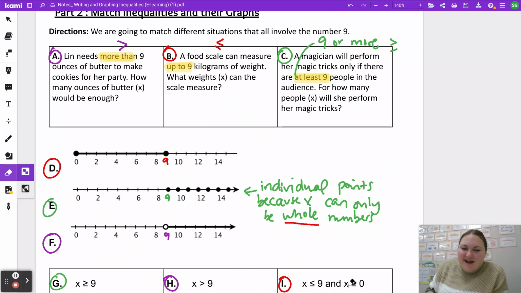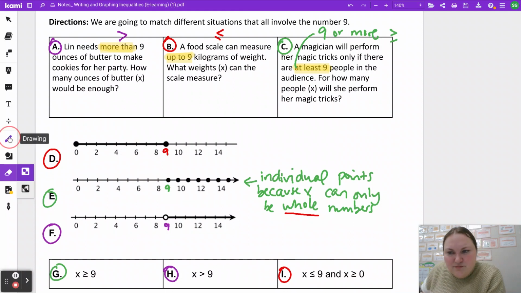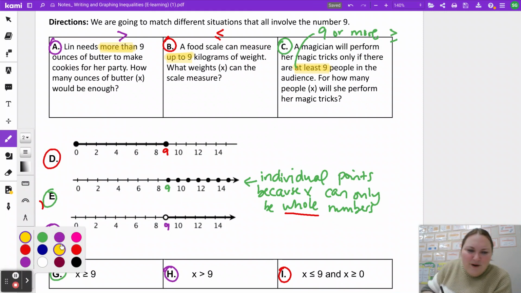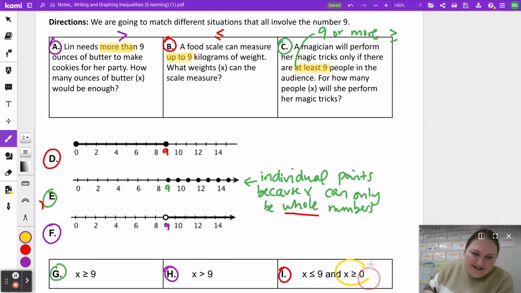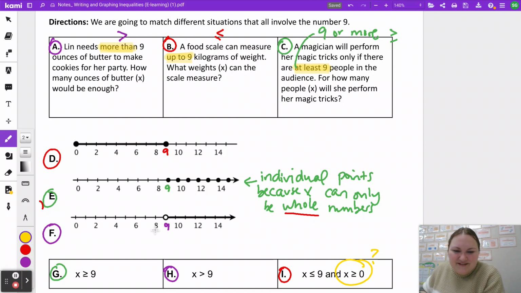I said earlier I'd come back to this 0 here. For our food scale story, we said it can measure up to 9 kilograms, which helped us decide that's going to be X is less than or equal to 9, which got us to this graph here. But understandably, you might have had the question, well, why is this here? Why does it say X is greater than or equal to 0? Why can't we only say X is less than or equal to 9? Again, it goes back to what numbers we are really trying to talk about.